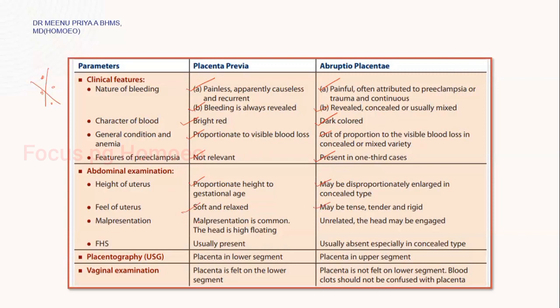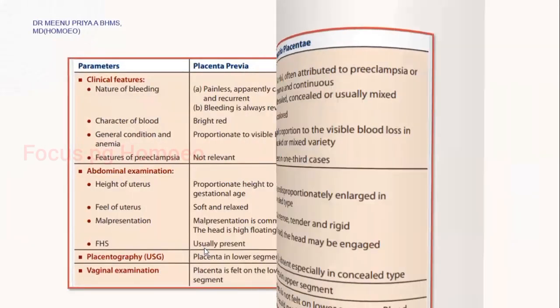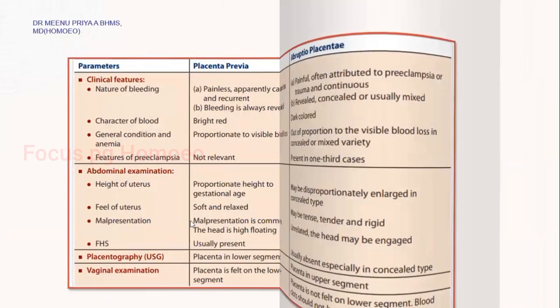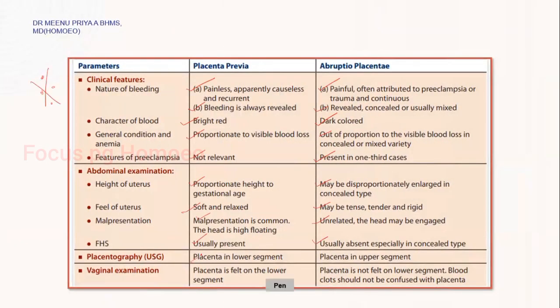And malpresentation is common in placenta previa because of the malposition of the placenta. The head is high floating, whereas abruptio has nothing to do with the presentation, so it is unrelated, and the head may be engaged. Fetal heart sound is usually present in placenta previa, whereas it is absent, especially in the concealed type. On placentography or USG, the placenta is seen in the lower uterine segment in placenta previa, whereas in abruptio it is seen in the upper segment.